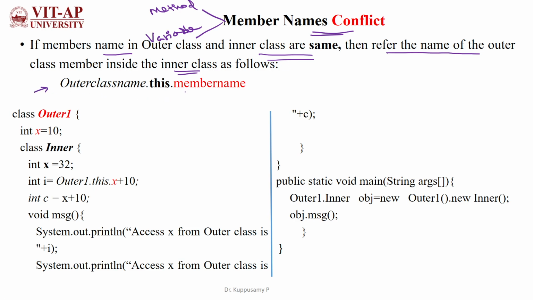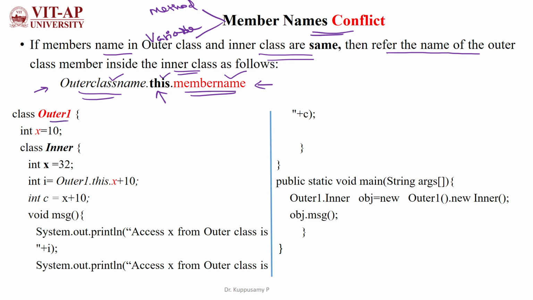Suppose my variable is this one, then I can use the this keyword here with the outer class name. So outer class name, this keyword, then the variable name. This is the syntax to represent the outer class variable name inside the inner class when that variable is similar to the inner class variable.